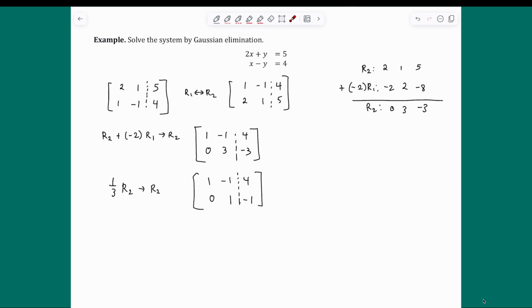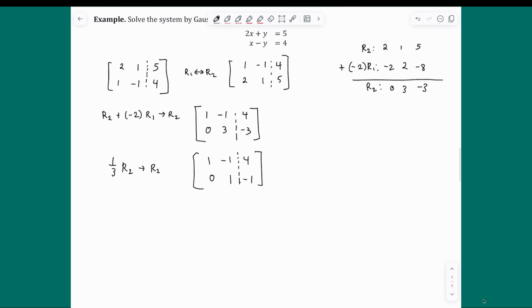And now we use something called back substitution, but let's rewrite the new system. The new system is x minus y equals 4, and then 0x plus y equals negative 1. In fact, we don't really have to write the 0x, but that's what it would be. But notice we have y equal to negative 1. So I like to call this back substitution, because now we're going to plug that negative 1 back into the equation above it to get x minus negative 1 equals 4. So that's x plus 1 equals 4. So that tells us x equals 3.